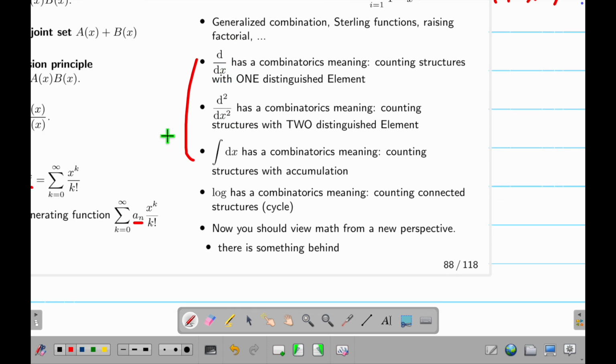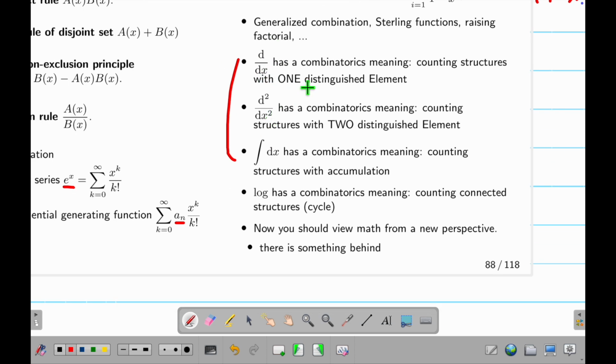So now, for those who know calculus, I'm telling you, this has meaning. It means you count something with 1 distinguished element. This means you count something with 2 distinct elements. This means you count something by accumulating them. And even log has a meaning. Log means you count things by connected stuff. Yeah. So now you see, you should view everything with a new perspective.